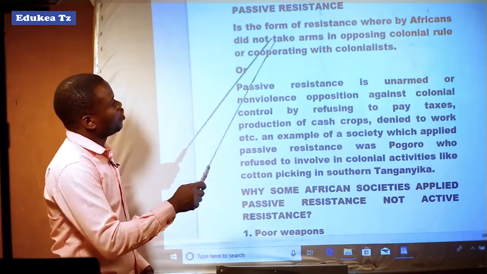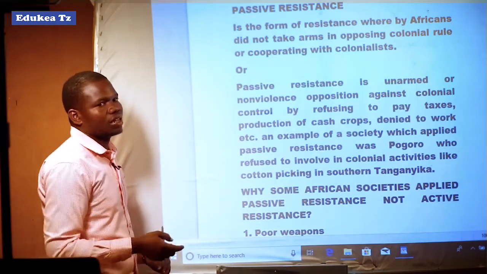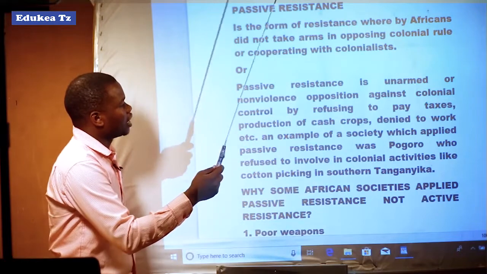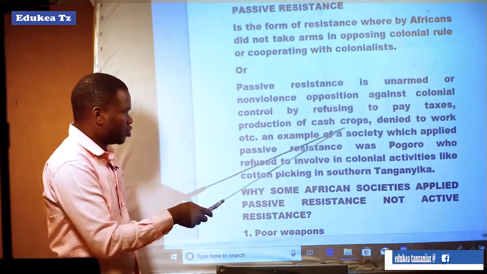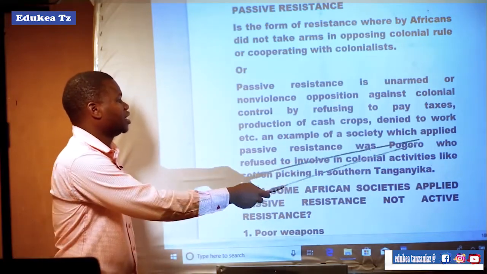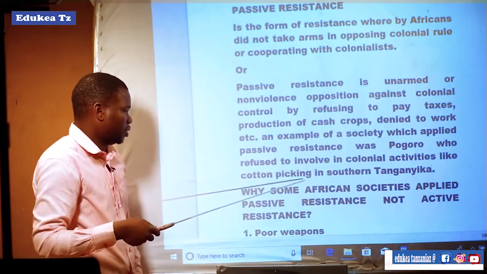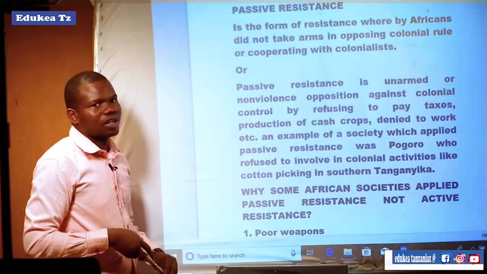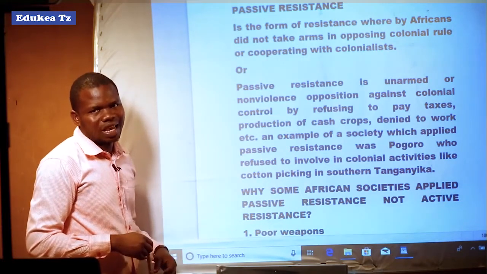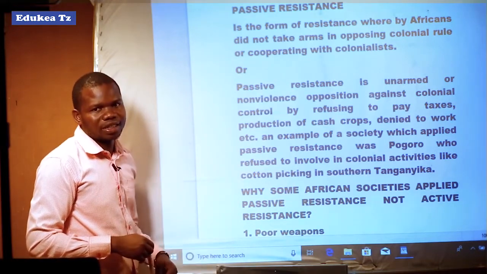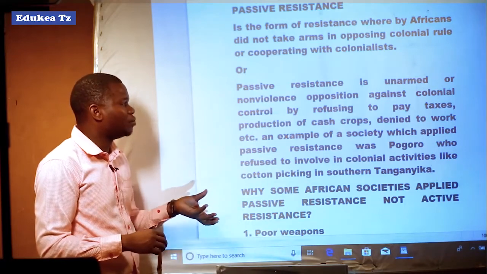Passive resistance is a form of resistance whereby Africans did not take up arms in opposing colonial rule, nor cooperate with the colonialists. In other words, we may define passive resistance as an unarmed or non-violent opposition against colonial control by refusing to pay taxes, refusing to produce cash crops, refusing to work, and so forth. For example, societies which applied passive resistance were the Pogoro, who refused to be involved in colonial activities like cotton picking in southern Tanganyika. So here, Africans resisted colonial rule only by actions and did not take a direct decision to wage war against them. They just resisted or reacted through action, but not armed violence.